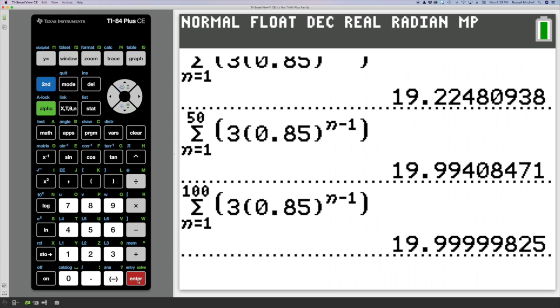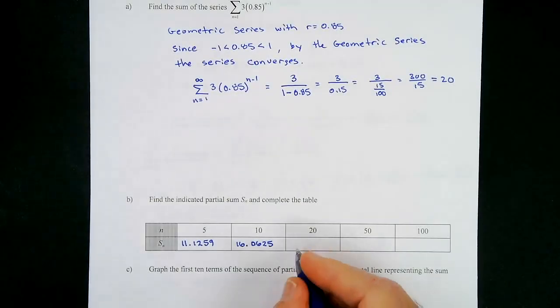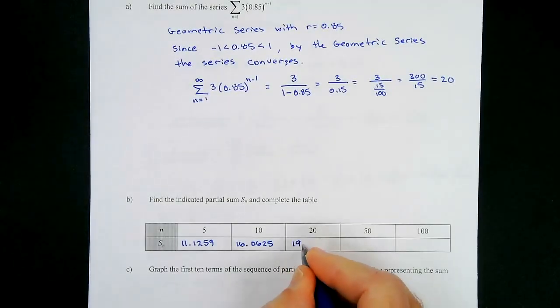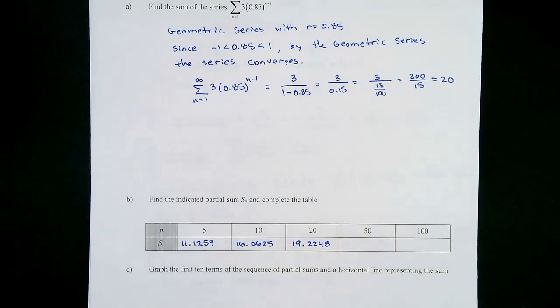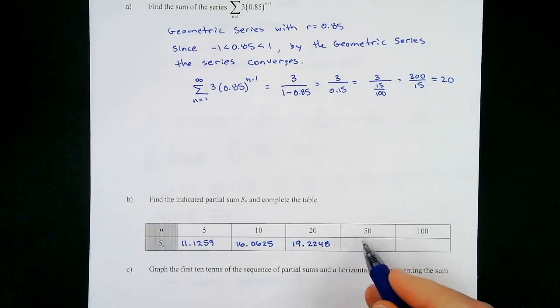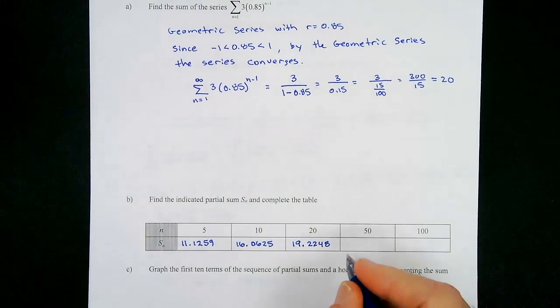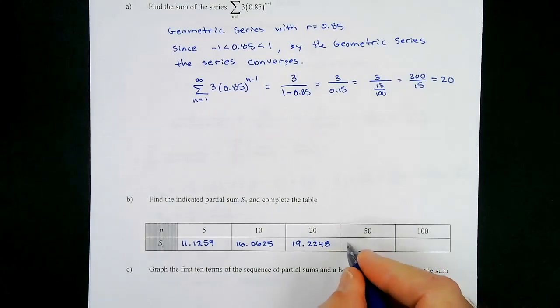So let's go back and record these values in that table for part B of example 1. So for the first 20 terms, it'd be 19.2248. I'm going 4 decimal places, but really you'd only need to go 3 for the AP exam. Okay, so now let's go all the way to 50, the sum of the first 50 terms. So the sum of the first 50 terms was 19.9941.